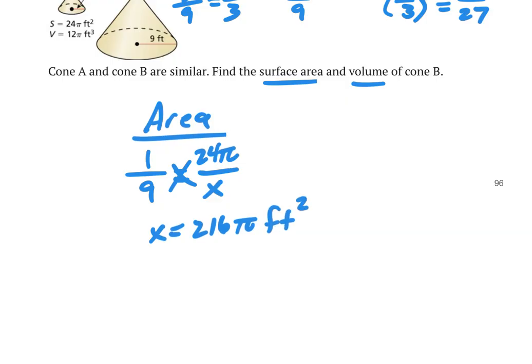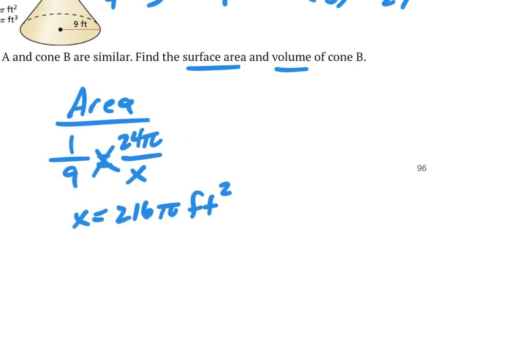So that would be 216 pi b squared. We just leave pi on our answer. If I had to put that in my calculator and get an answer to the nearest hundredth, then I could do that. That's not a hard thing to do there.